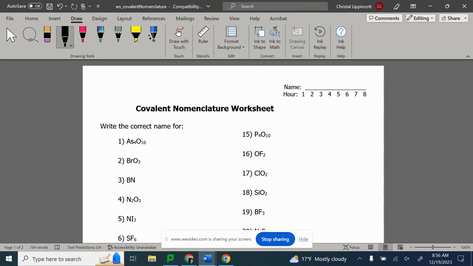All right, for the first element, number one, we're going to write the element name out fully. If there is more than one of them, then use a number prefix. And I'll give you the number prefixes in just a minute.